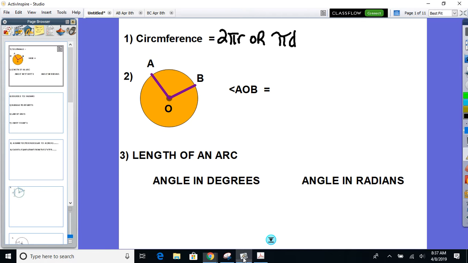Let's roll 10. Okay, angle AOB is the same as the measure of arc AB. And then what's it called? Central angle. All right, central angle. Because where's the vertex? It's in the center. All good there? Okay, moving on.